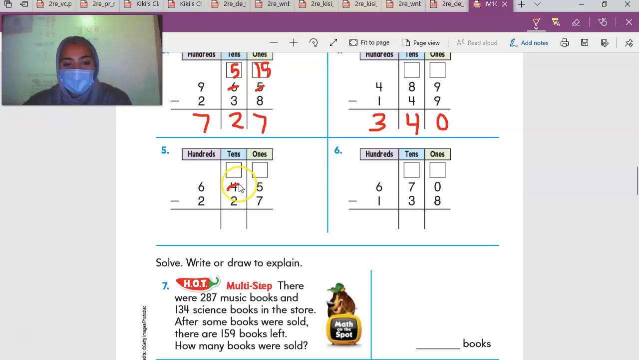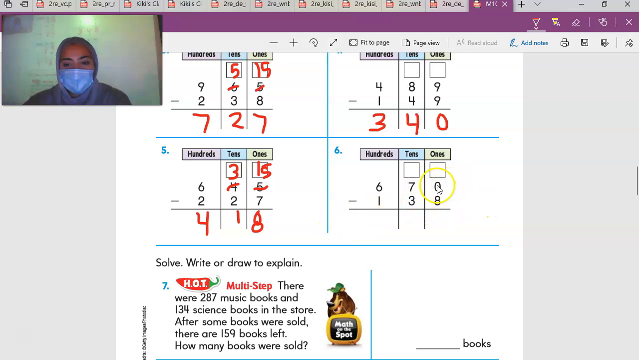5 is smaller than 7, so I have to regroup. 4 becomes a 3 because I take 1 ten away. And the 5 becomes a 15 because I add 1 ten to 5. 10 plus 5 is 15. Now 15 take away 7 is? 8. And 3 take away 2 is? 1. And 6 take away 2 is? 4. What's your answer?